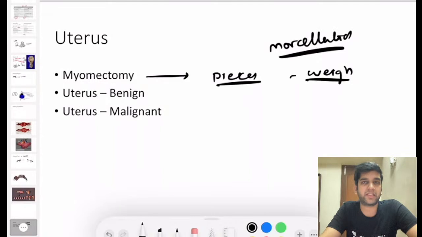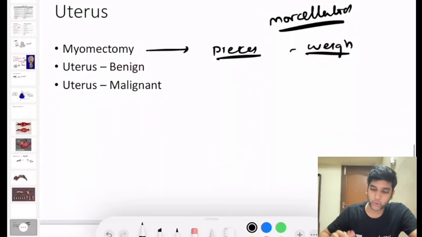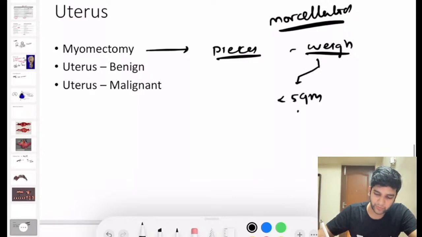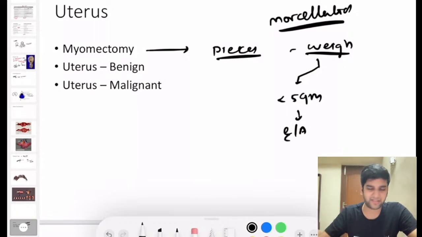Generally, myomectomy is done for benign lesions only. If there is even a tiny little bit of worry of malignancy, they won't do a myomectomy. They'll go for a radical hysterectomy, right? So the chance of carcinoma in a myomectomy is very rare. At least in bits and pieces, it's a bit rare. So what I do is, I have to weigh it. If anything is less than 5 grams, embed all. Just embed all if anything is less than 5 grams.